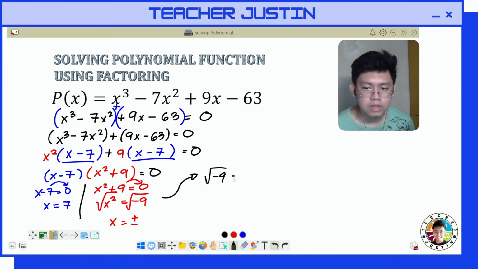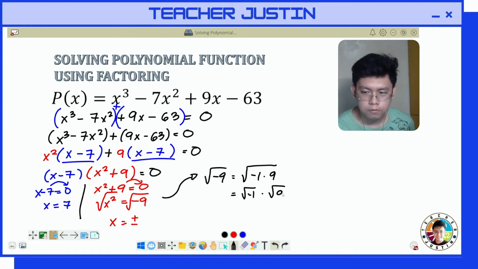Square root of negative 9, if we encode that in our calculator, will give us a syntax error. So in order to simplify this, we will factor negative 9 and rewrite this as negative 1 times 9. Let's separate them: square root of negative 1 times the square root of 9.